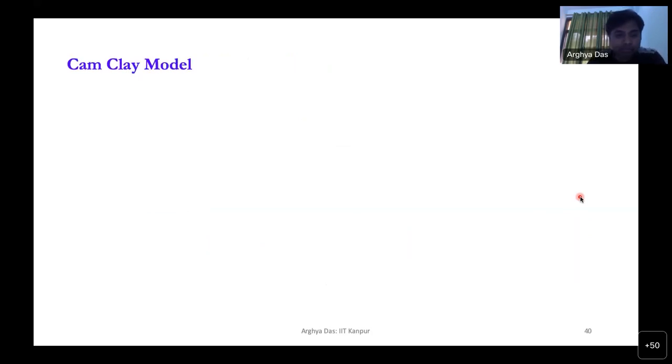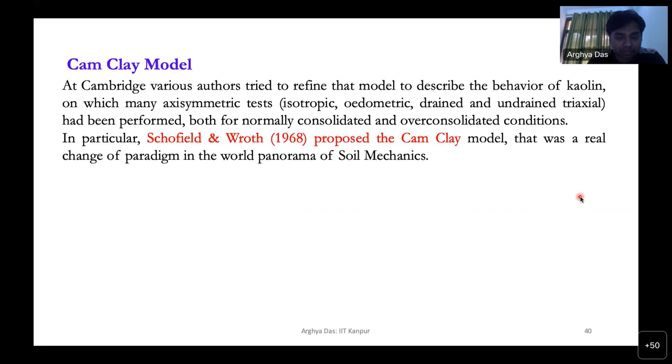With that note, we come to a different type of model. We so far talked about sandy or granular material. So we are now talking about a little bit of the clay type of material. Modeling of clay is one of the famous models that was developed by Schofield and Wroth in 1968 in Cambridge. So that's why it is known as Cambridge clay, the Cam clay model.